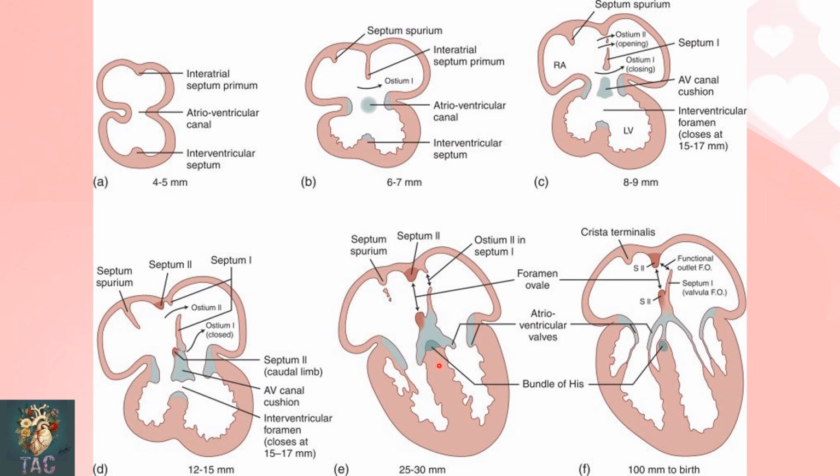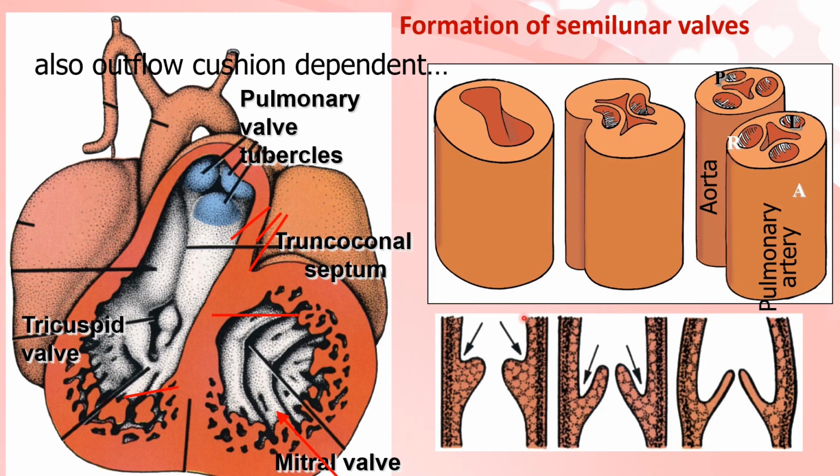Here you can see the bundle of His is forming, and you can also see the ostium primum has completely closed. Ostium secundum is present, and this ostium secundum will form the foramen ovale. So this is a good diagram to show the development of the atrial as well as the ventricular septum at the same time, also with the formation of the foramen ovale, the division of the two atrioventricular canals along with formation of the atrioventricular valves. So how do the semilunar valves form? They are also outflow cushion dependent.